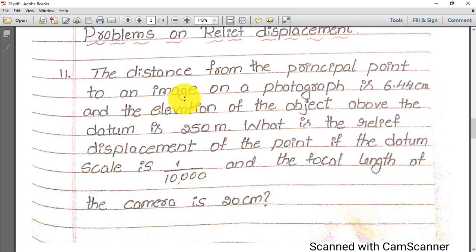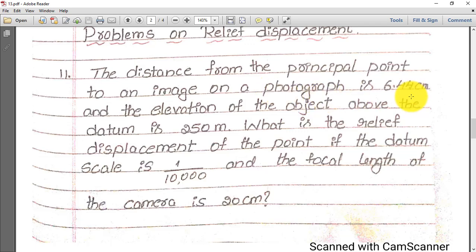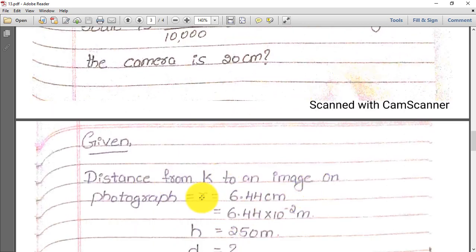In order to determine this, see, the distance from the principal point to the image is always r. In other words, if the distance from the principal point to the top of the image is given, it is also r. The distance from the principal point to the bottom of the image is r naught. Remember that: r naught means always to the bottom of the image, and r is to the top of the image. If it does not mention whether it is bottom or top, it is always considered the top of the image, that is small r, not r naught. Clear?